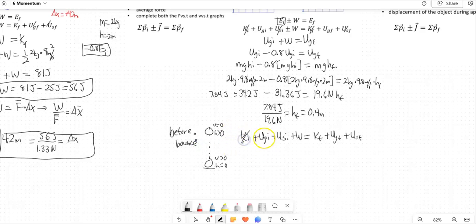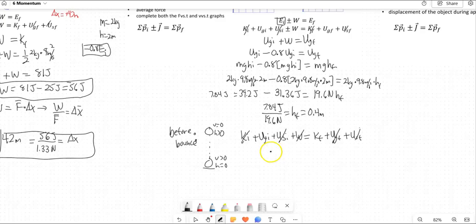It has no initial kinetic energy, but it has a height. There are no springs. Since we're in free fall, right before it hits the ground, it's going to have a kinetic energy, but no height and no springs. Since it's in free fall, there is no work done either, right? So before the bounce, this is what we're going to have. Okay, and this is the velocity that it's hitting the ground right before the bounce.